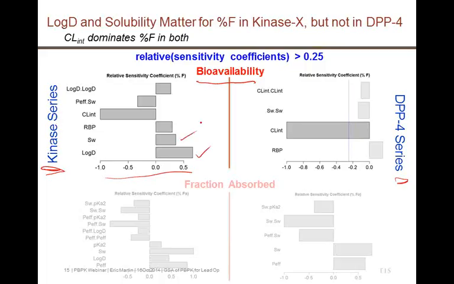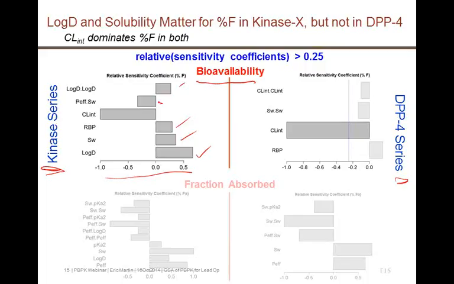and the water solubility is also pretty important, as well as some influence of the blood plasma ratio. And there's also some curvature in the log D. It gets more important as it gets really big, and also an interaction between the intestinal permeability and the water solubility.